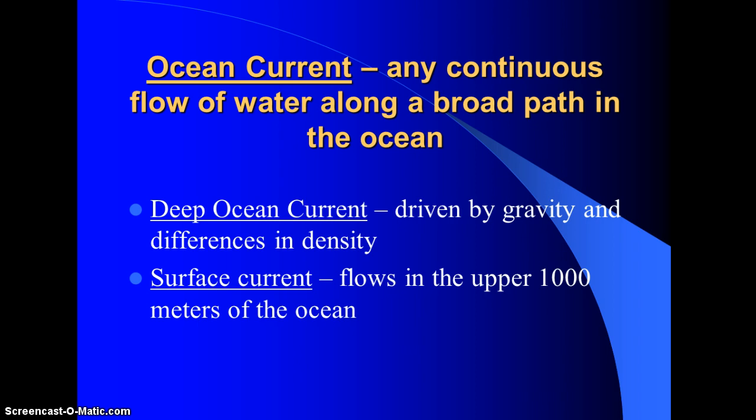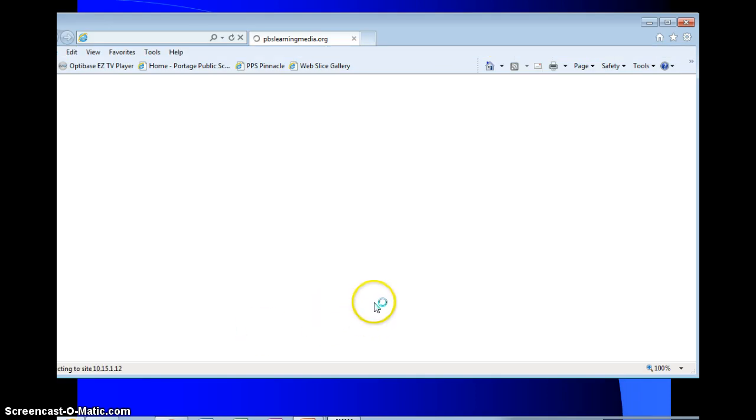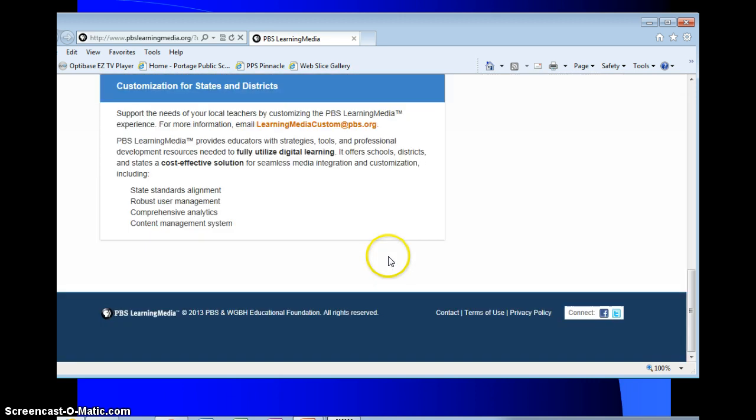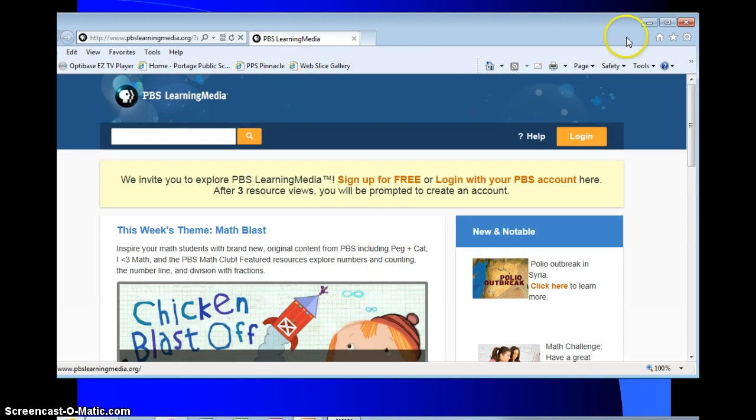Surface currents will flow in the upper 1,000 meters of the ocean, and they are driven by a variety of items. Think of your motion in the ocean lab in all 4 different stations. All of those are influences on surface currents. This little link will show us pictures of the global surface currents, so just hang in for just a second. Okay, that's not it.